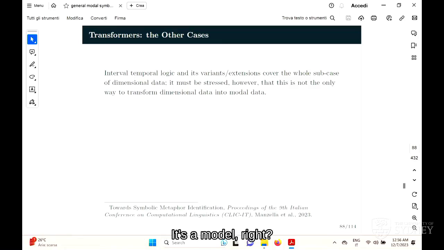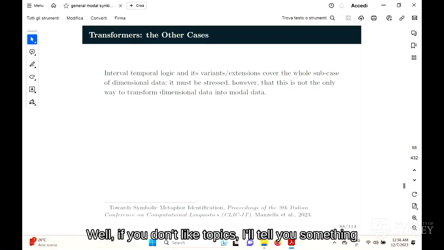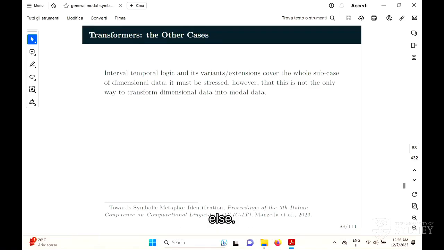It's a model problem, right? So you have only to pick up this. So what we did is modelize text. You don't like topics? Well, if you don't like topics, I'll tell you something else.